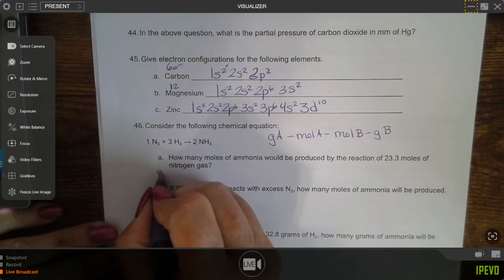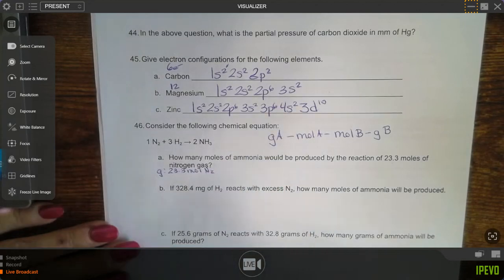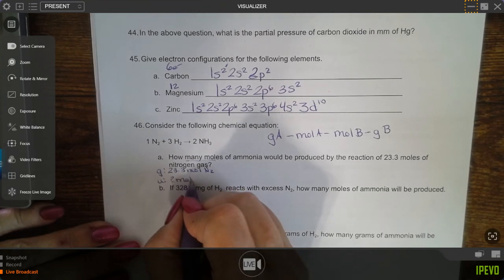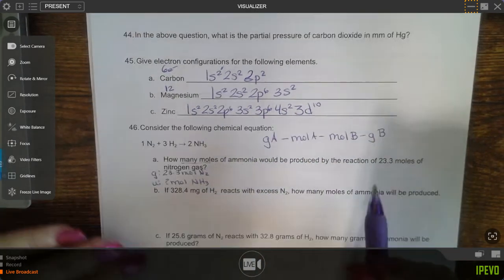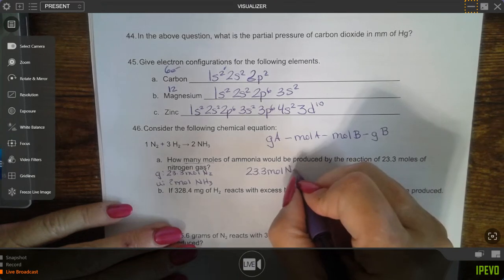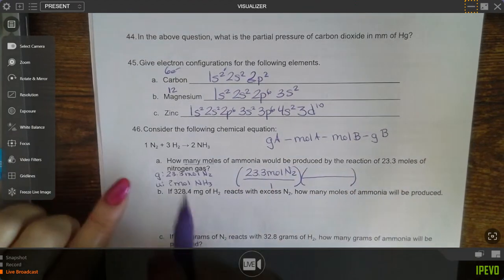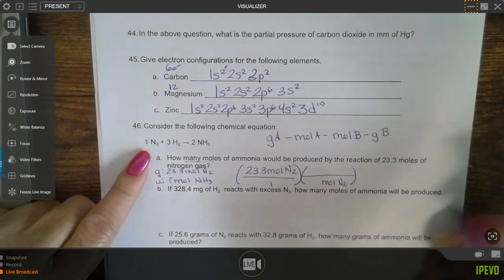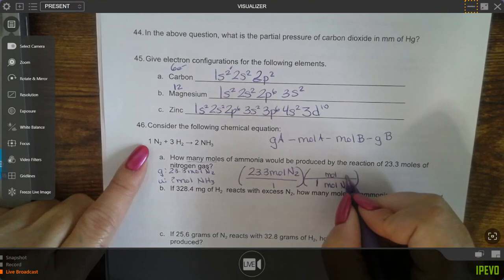In this case, our given is 23.3 moles of nitrogen gas, N2. And we're asking how many moles, so what we're looking for is moles of NH3. Okay, so we're going from moles of A to moles of B, one step. So I'm going to do 23.3 moles of N2. And this is where we use the coefficients from our balanced chemical equation. So on the bottom, we have moles of N2. Okay, so that's 1. And on the top, we have moles of B, moles of NH3.